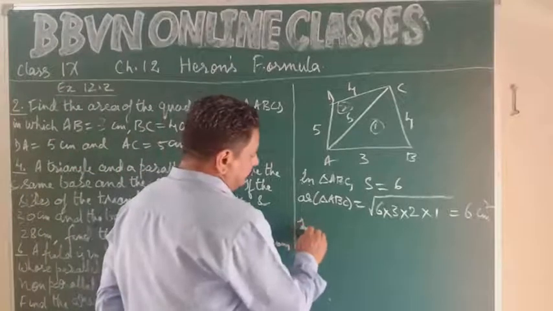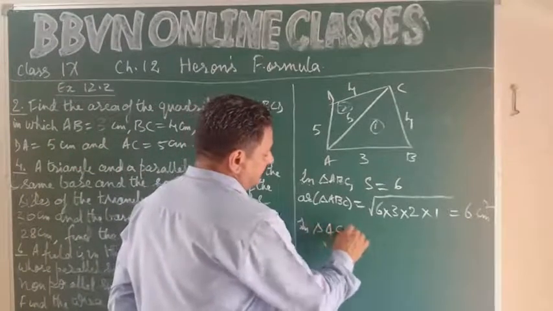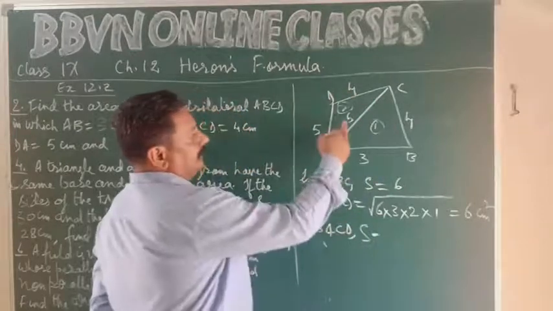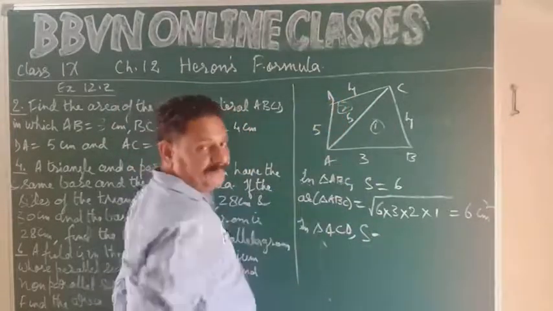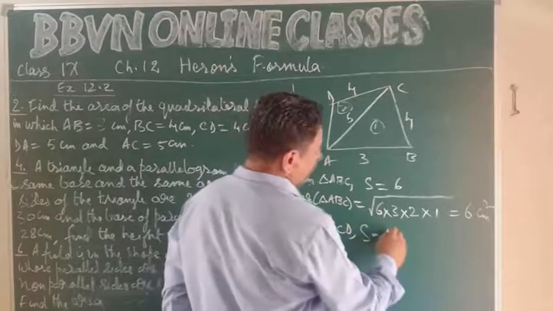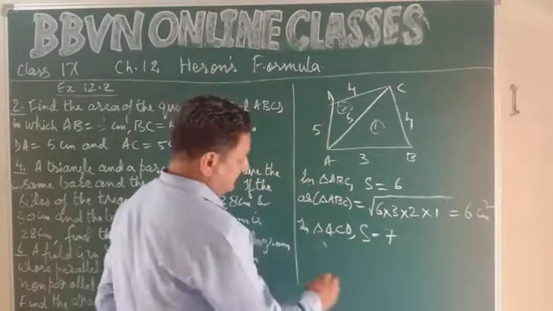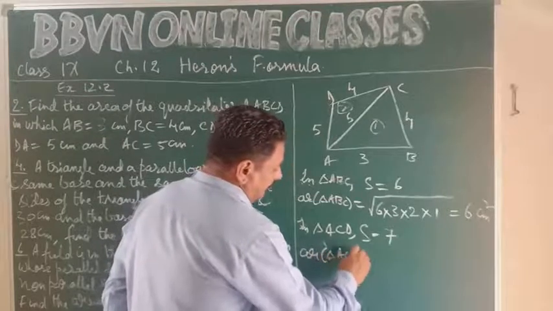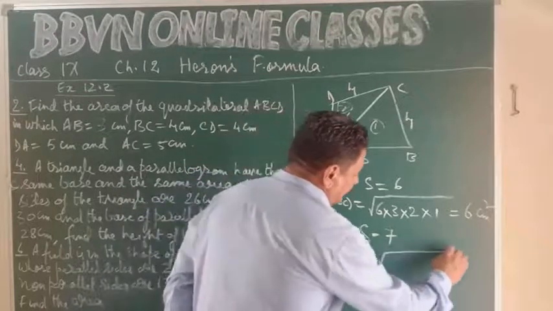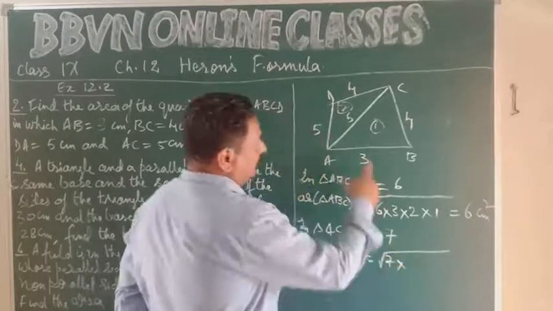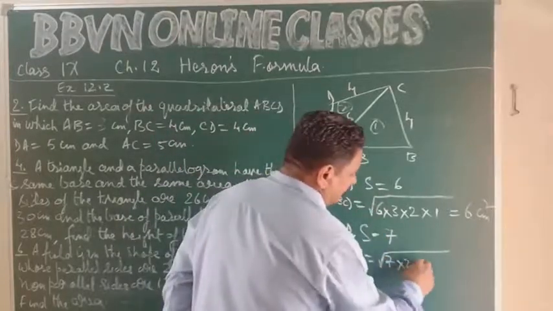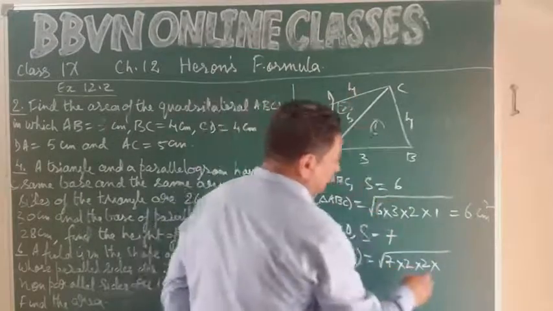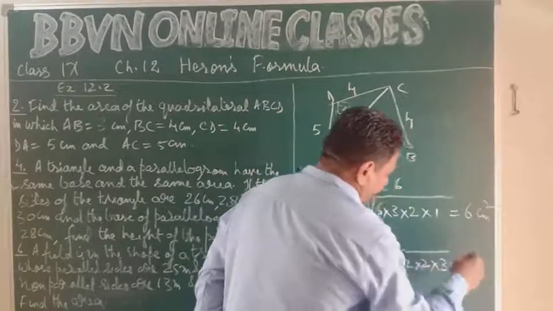Now in triangle ACD, semi-perimeter, 5 plus 5, 10, plus 4, 14. 14 divided by 2 is 7. S is 7. Now area of triangle ACD is under root S into S minus A, 7 minus 5, 2, into 7 minus 5, 2, into 7 minus 4, 3.